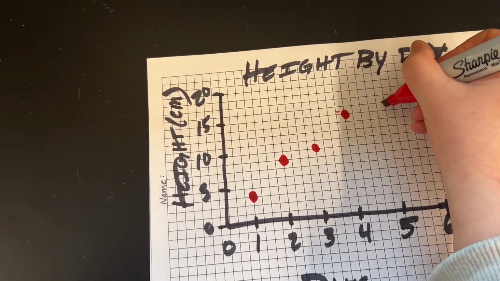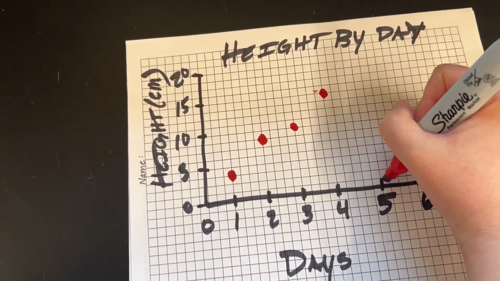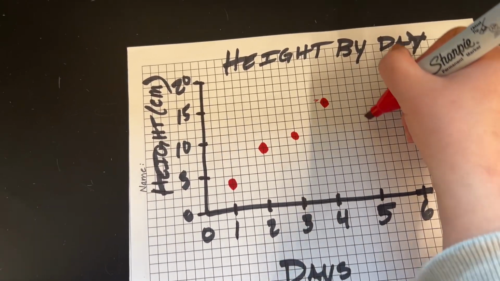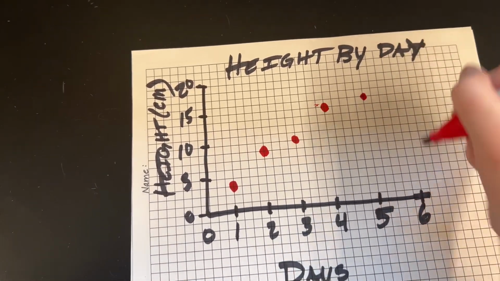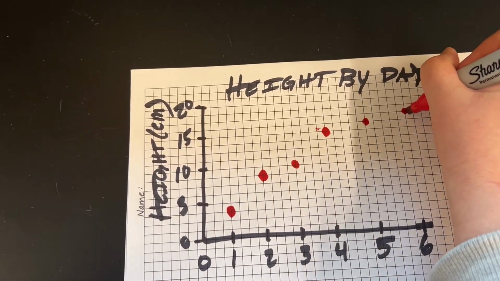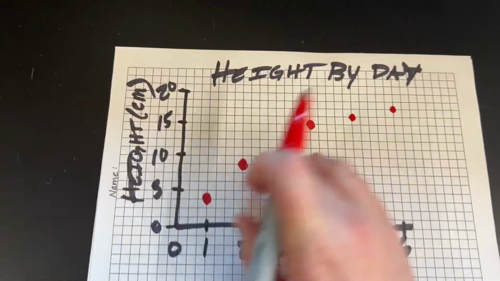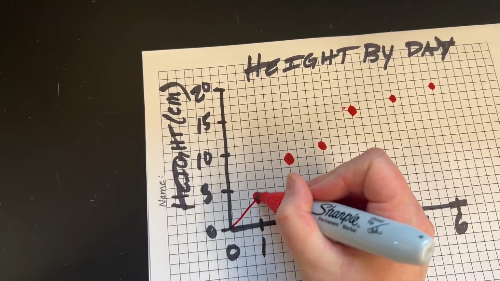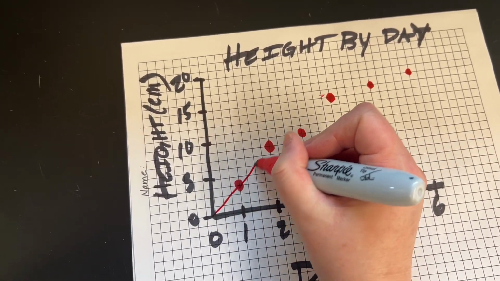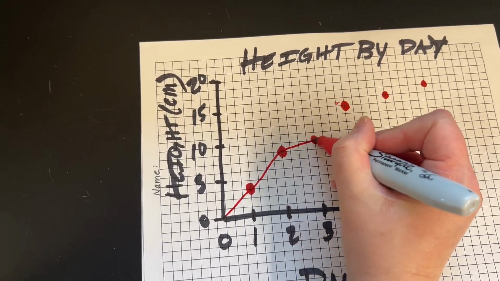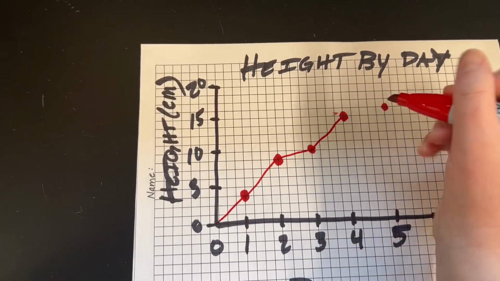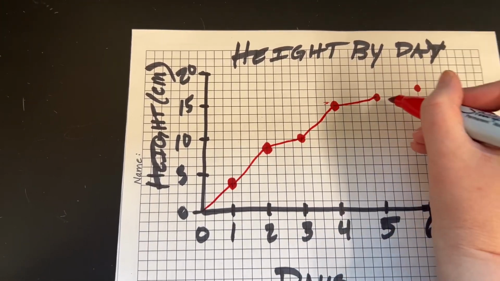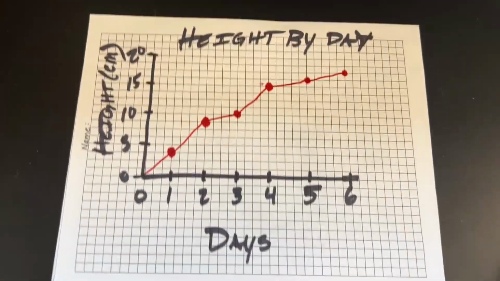On day 5, it was just 16. Did I do that right? 16 centimeters. And day 6, it was 17 centimeters. And once I have all my dots drawn, I can start to connect the dots. Nope. And there I have my graph.